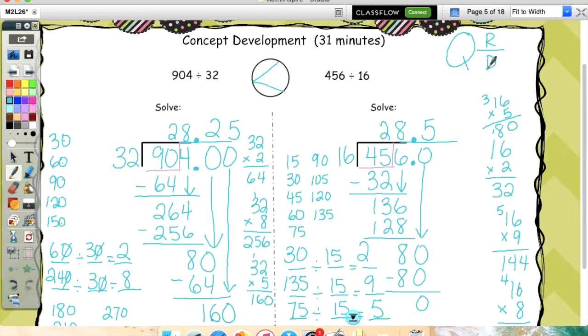Now, this is what this stands for. Quotient, and then remainder on top of the divisor. Now I'm going to show you something.